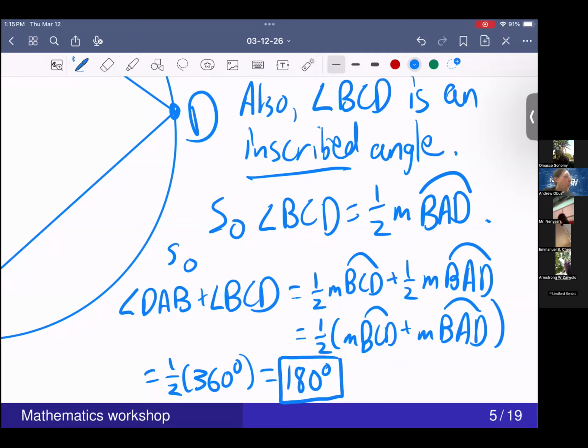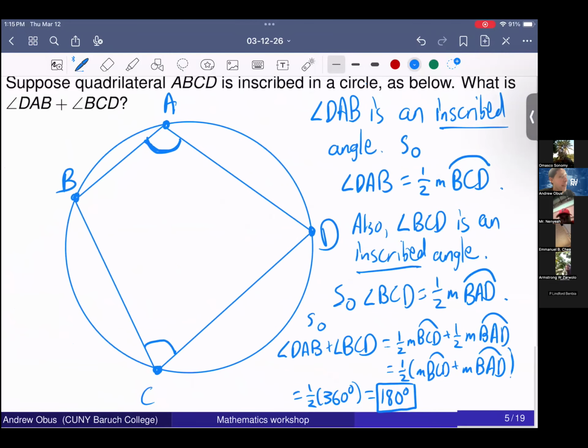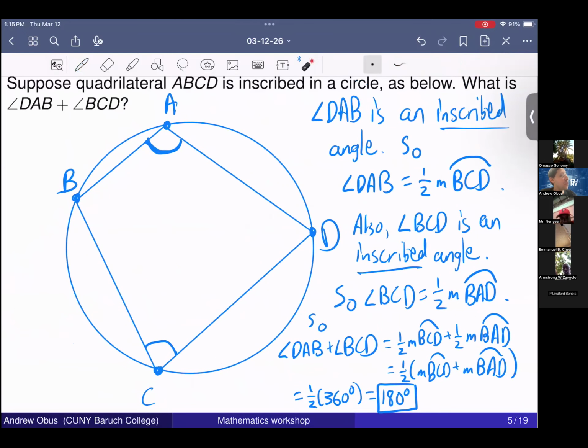So this is why the theorem works about quadrilaterals inscribed in circles. It doesn't work for any quadrilateral. You have to use these inscribed angles. That's what makes it work. Because these two opposite angles are both inscribed angles in the same circle, you can show that they're half their respective arcs, and the arcs add up to 360 degrees. And that means that the angles will add up to 180 degrees.